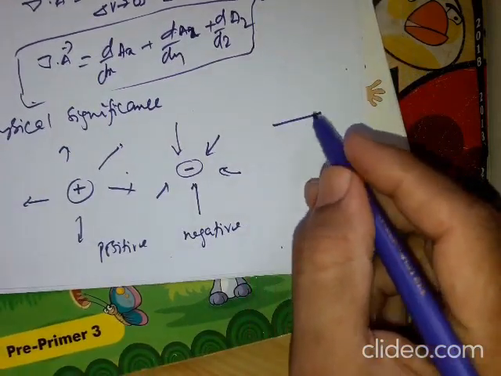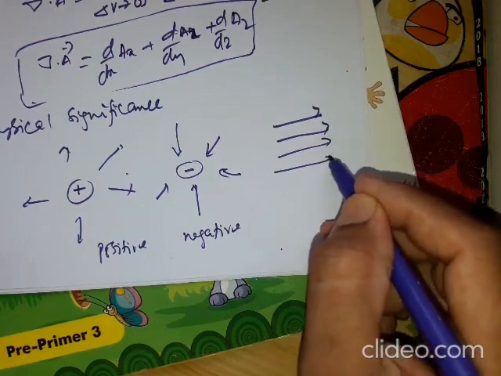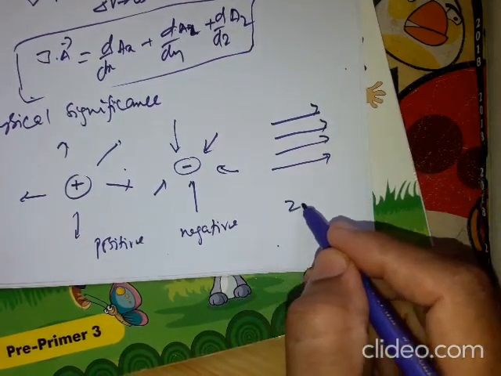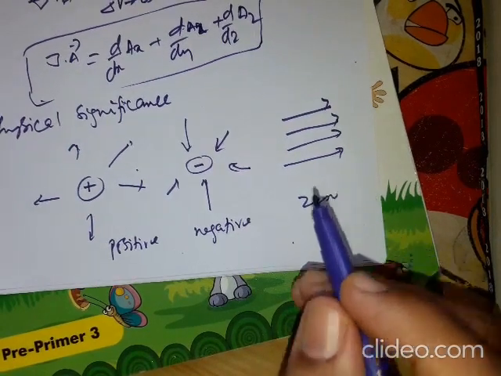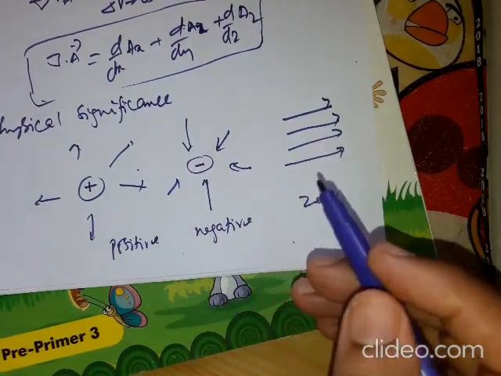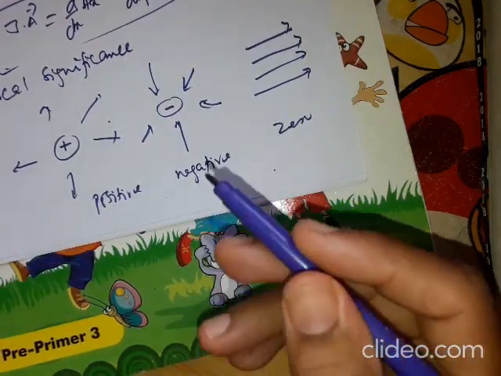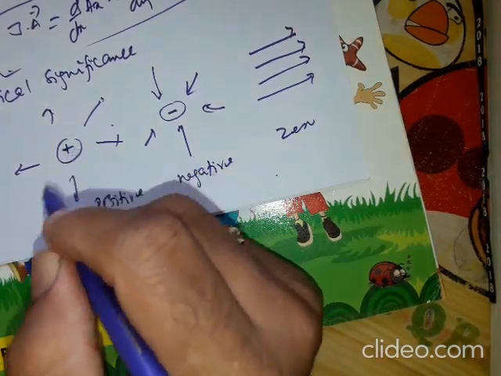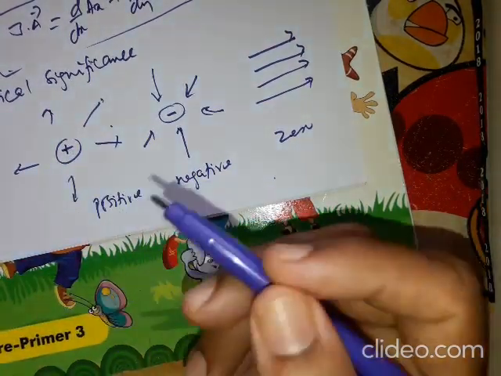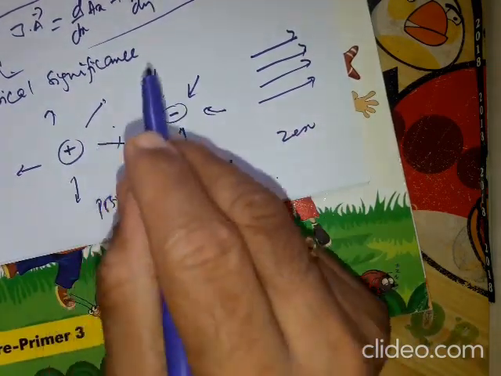Imagine the field lines are parallel. When the field lines are parallel, there is no divergence at all. It is 0. So what is the physical significance of the divergence? It gives the amount of field coming out of a given point, or the magnitude of the field emanating out of a given point.